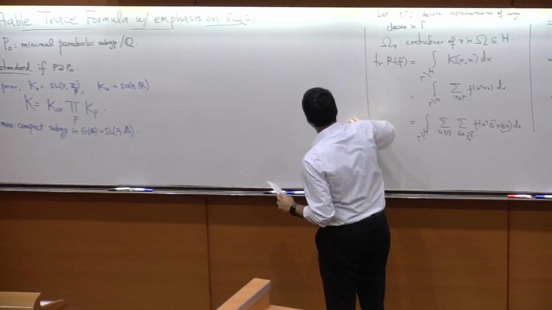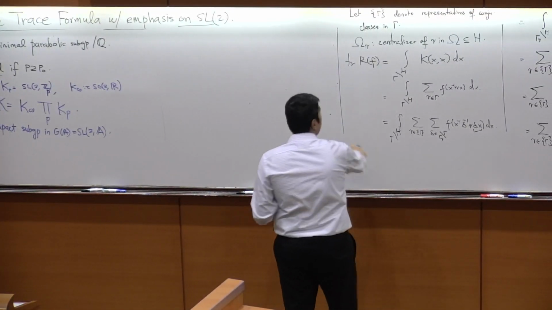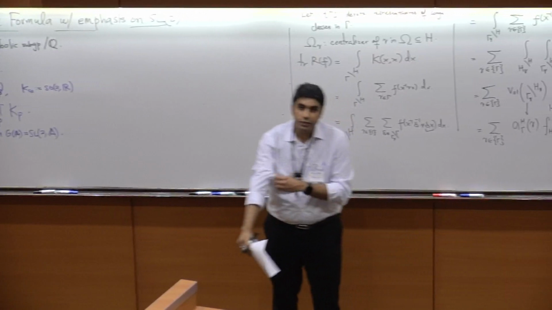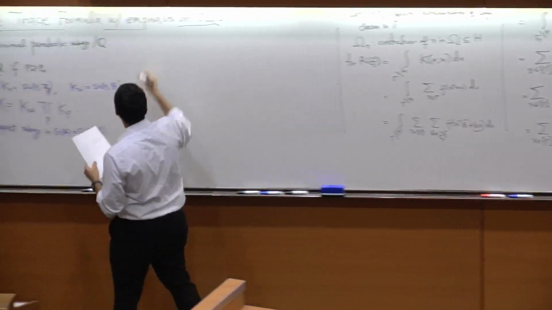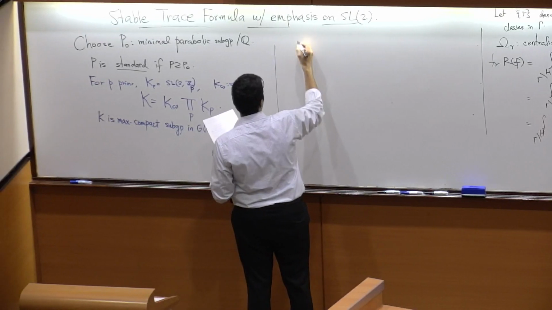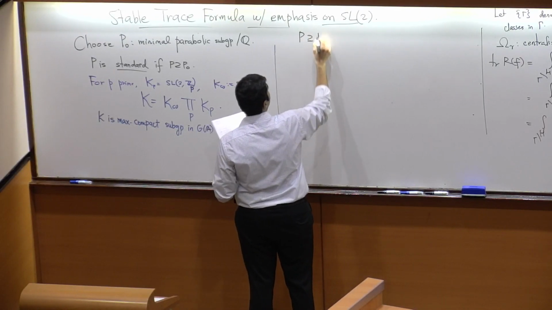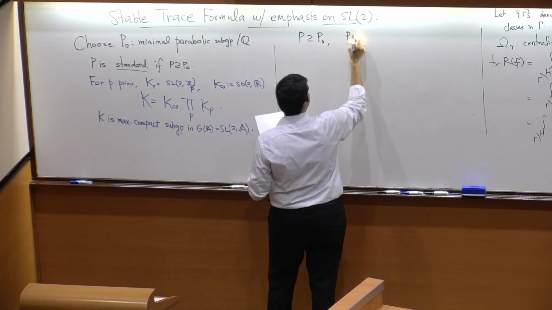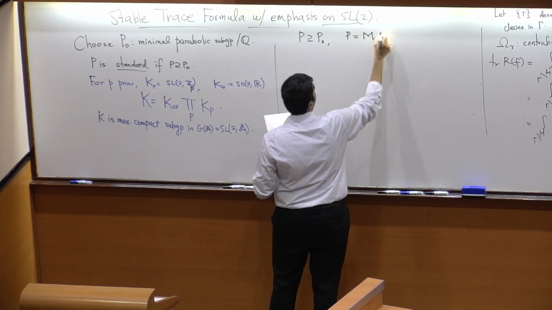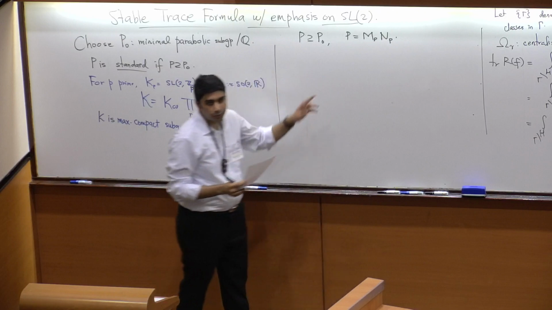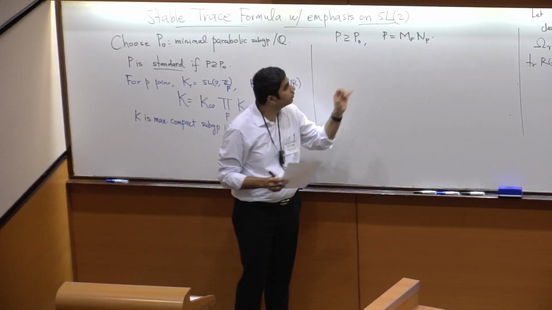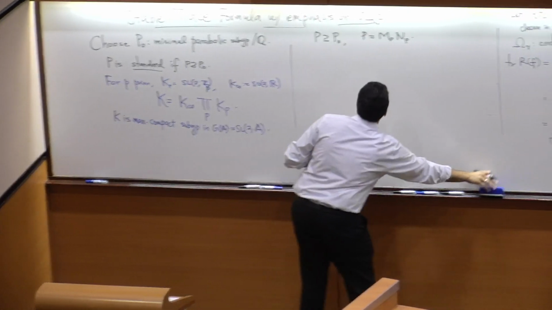So using this K, I extend the map H_G, which is initially defined on G(A). Take P to be a standard parabolic. Its Levi decomposition is M_P, N_P, or N_P, M_P, depending; fix one, but let's fix N_P, M_P.